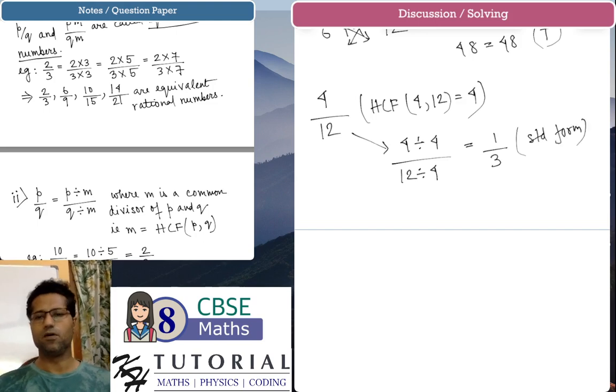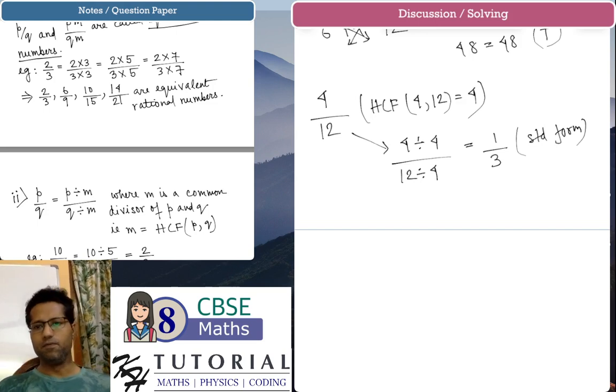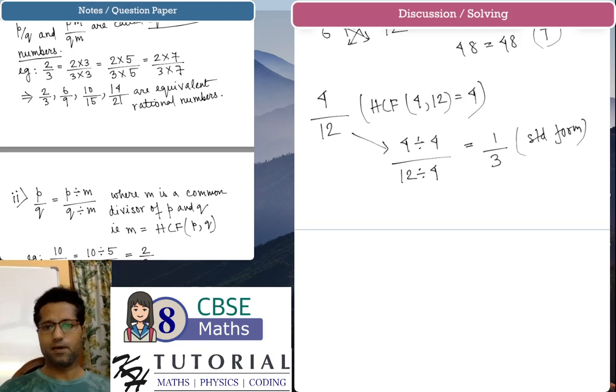This is in standard form. So this is the concept. But before applying this concept, if you are given a rational number which is not in standard form, and you see that the HCF of the numerator and the denominator is not equal to 1, then you just divide both the numerator and the denominator by their HCF. But before that, you must make the denominator positive.